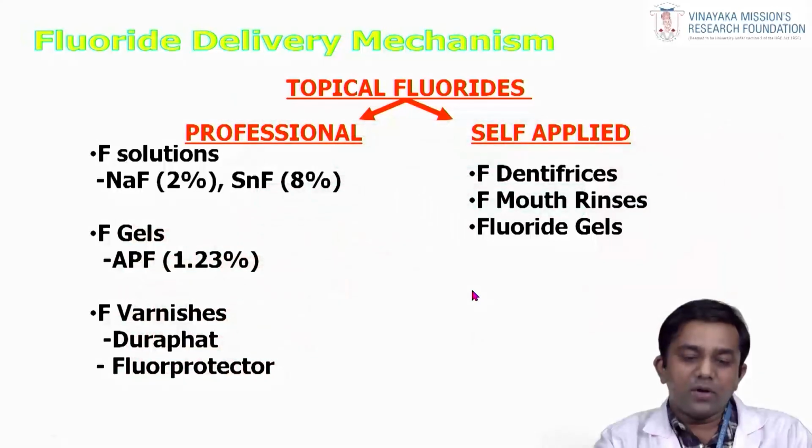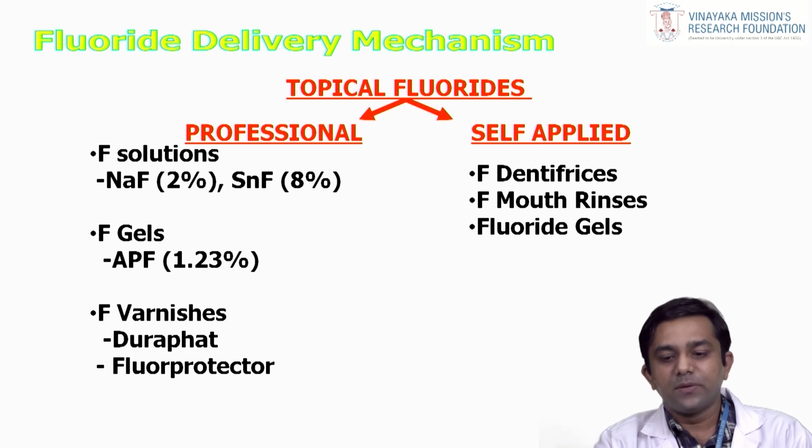Like I said, topical fluorides are of two types: professionally applied and self-applied fluorides. Professionally applied fluorides are sodium fluoride, stannous fluoride and acidulated phosphate fluoride. Sodium fluoride concentration is 2%, stannous fluoride is 8% and acidulated phosphate fluoride is about 1.23%. Fluoride varnishes are Duraphat and Fluor Protector, whereas self-applied fluorides are given to the patient to use daily. These are fluoride dentifrices, that is toothpaste, fluoride mouth rinses and fluoride gels.